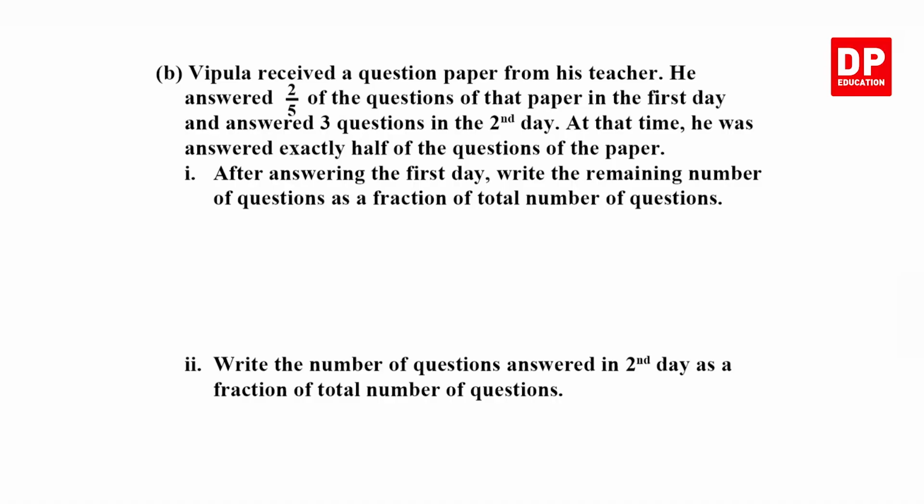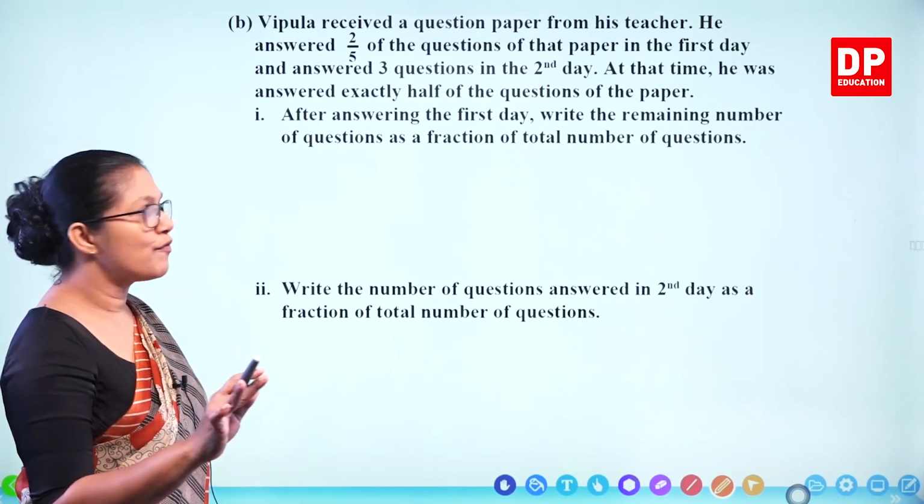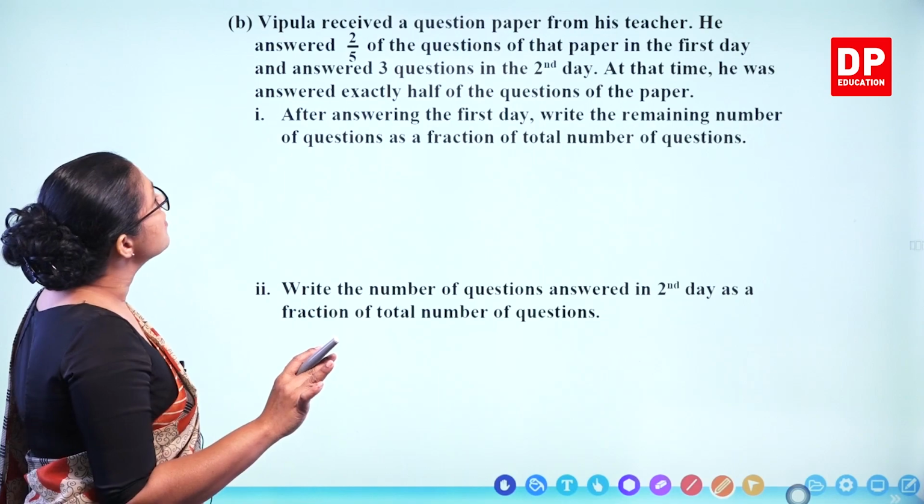Now we'll do the next one. You get 2 parts there. Vipula received a question paper from his teacher. He answered 2/5 of the questions of that paper on the first day and answered 3 questions on the second day. At that time, he had answered exactly half of the questions of the paper. So 1 and 2 means half of the questions of the paper.